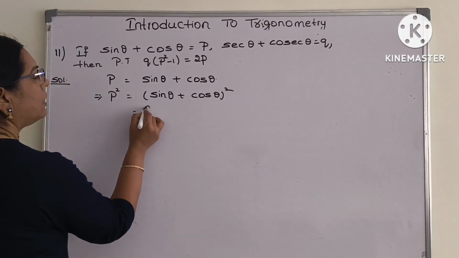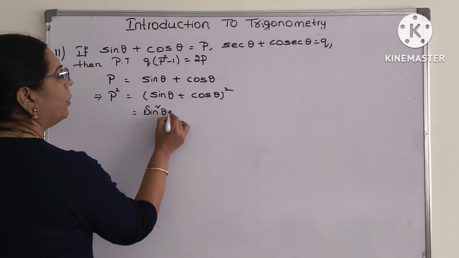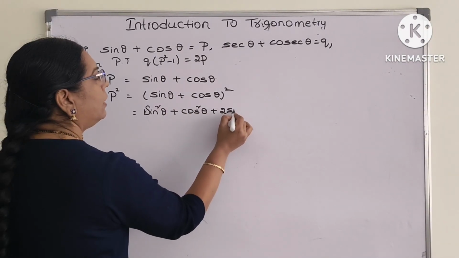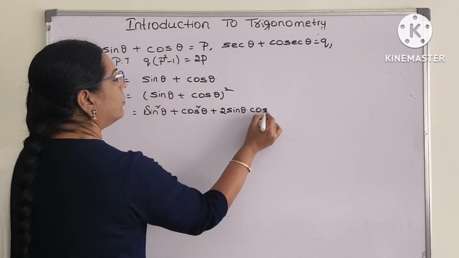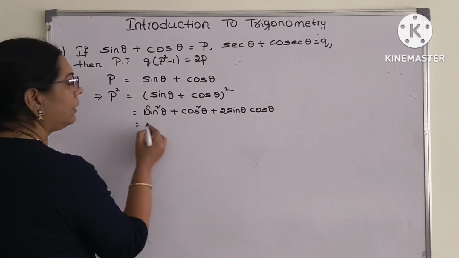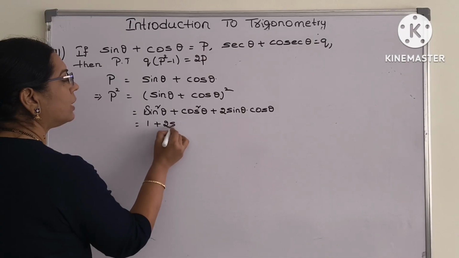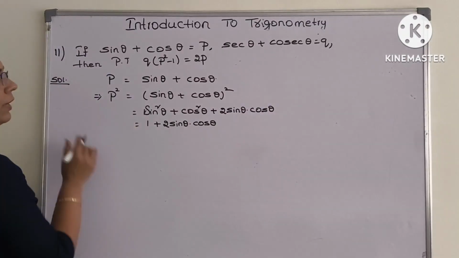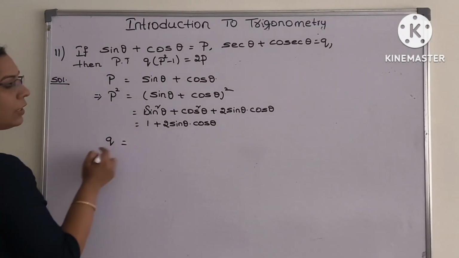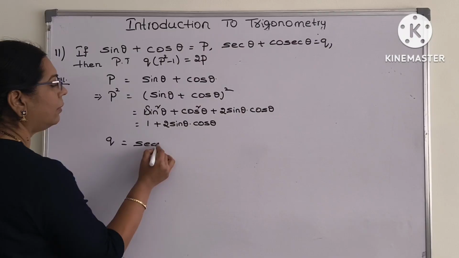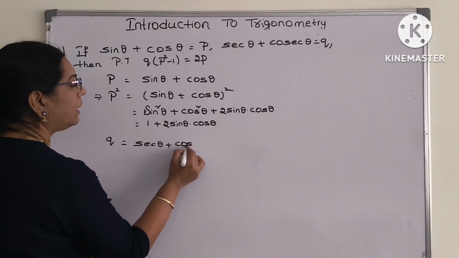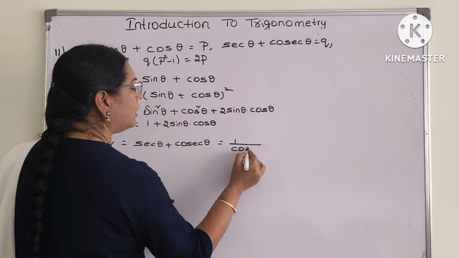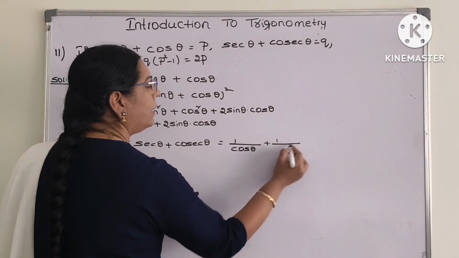So this would be sin square theta plus cos square theta plus 2 sin theta cos theta. You know sin square theta plus cos square theta is 1, so 1 plus 2 sin theta cos theta. Leave it like that. Then we will simplify what is Q. Q is secant theta plus cosecant theta. This I can simplify as 1 by cos theta plus 1 by sin theta.